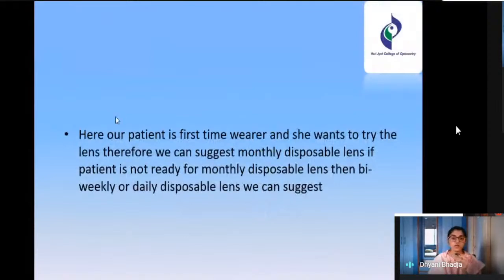Our patient is a first-time wearer, right? She wants to try contact lenses. So therefore we can suggest monthly disposable lenses. And if the patient is not ready for monthly disposable lenses, then we can suggest bi-weekly or daily disposable lenses.